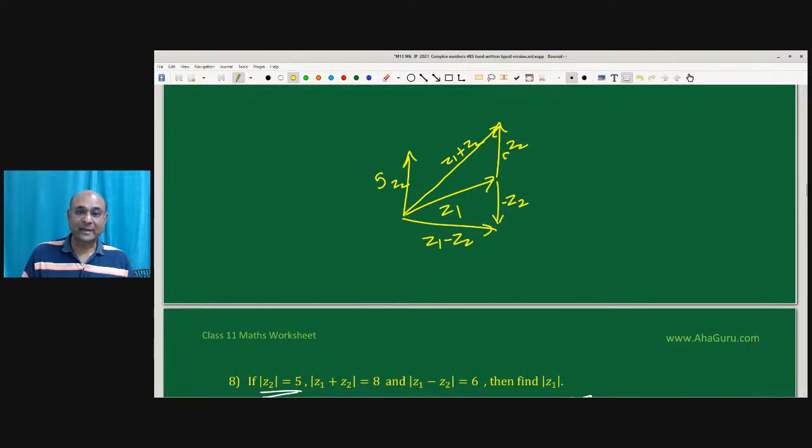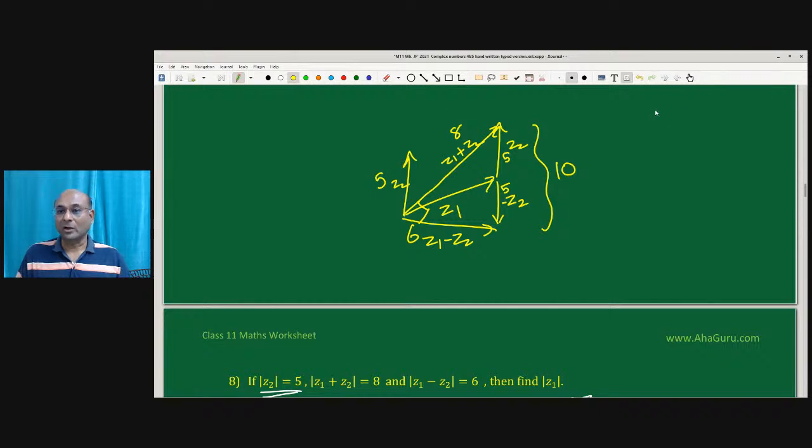Now this is length 5. This is length 5. This length we have been told is 8. This length we have been told is 6. So this length is 10. 6, 8, 10 must be a right angle triangle. So this and this must be perpendicular. So these two must be perpendicular.